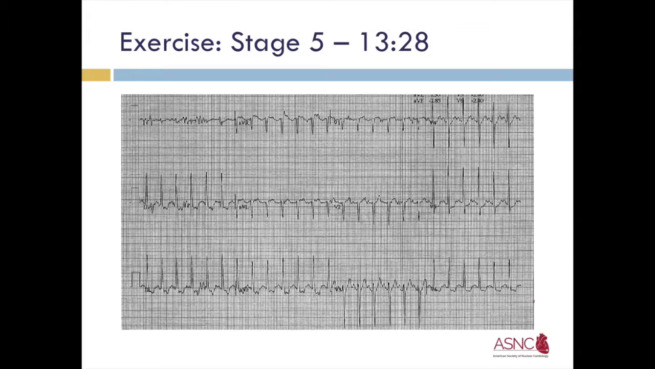In the anterolateral leads, specifically in V5 and V6, you can see again ST depression, specifically in V6 of 2 millimeters, using a diagnostic threshold of 1 millimeter of ST depression, either horizontal or downsloping, to show an abnormal test.